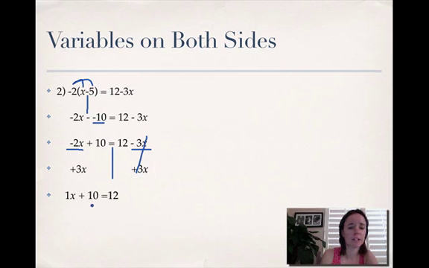It's a two-step equation again. So I'm going to get rid of my plus 10. I'm going to do that by subtracting 10 on both sides. So then I have x equals 2. I could still have that little 1 if I wanted, but it's implied.